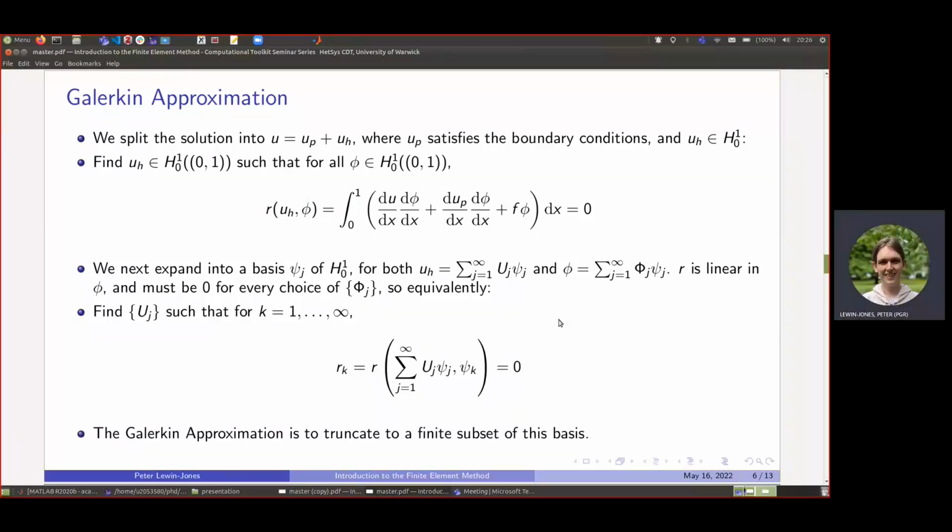Now, the Galerkin approximation is to truncate this and just consider a finite subset of this basis. The idea is that you choose this sensibly so that this finite set of phi_j basically captures all the information that you really need to know, and that the remaining infinite terms that you've thrown away are actually providing only a very small piece of the solution.